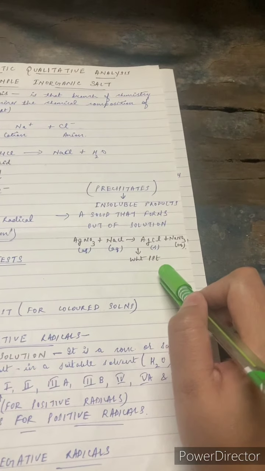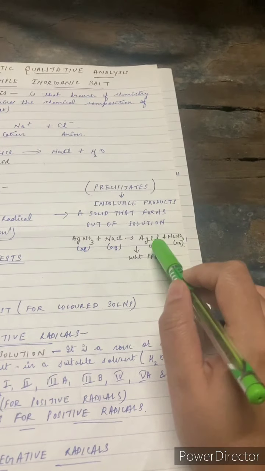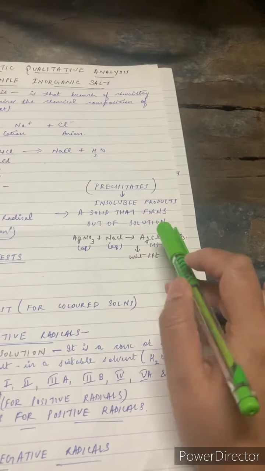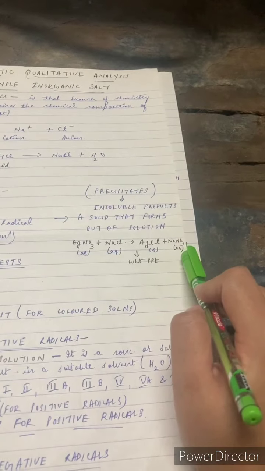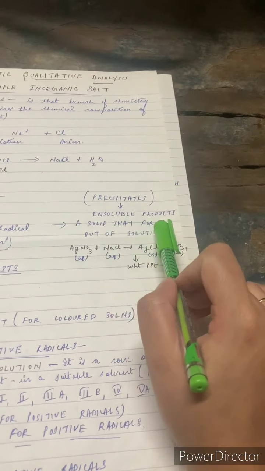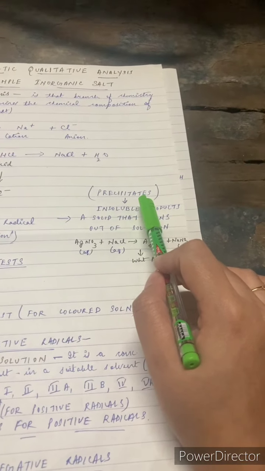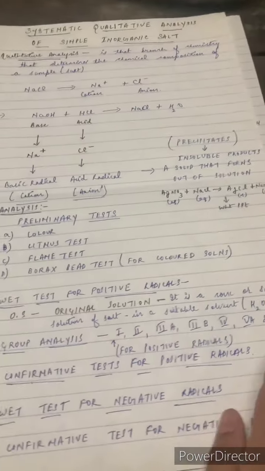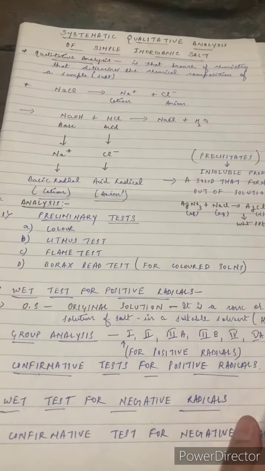Precipitate, we also call it PPT. So these are the two products. One is insoluble and one is soluble. So my insoluble products, they are the precipitates. So we will have to analyze according to that.